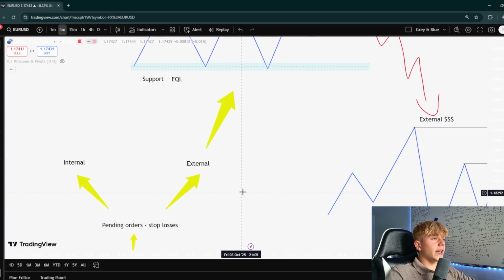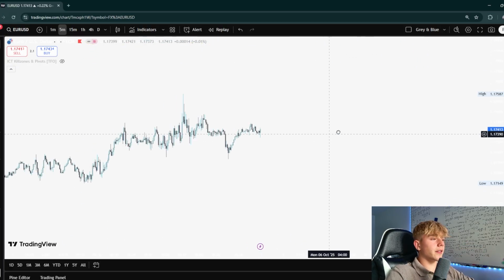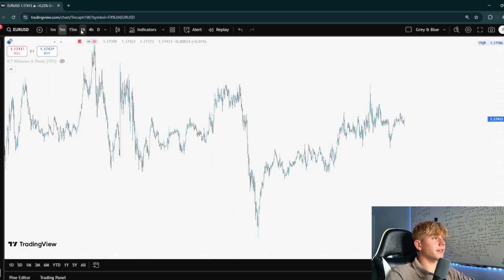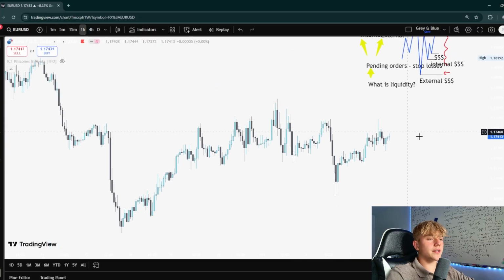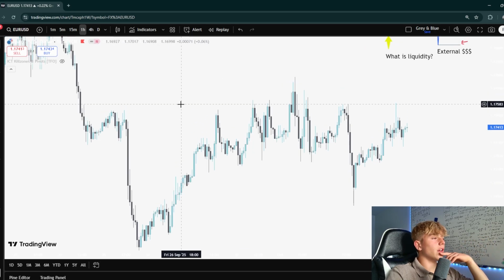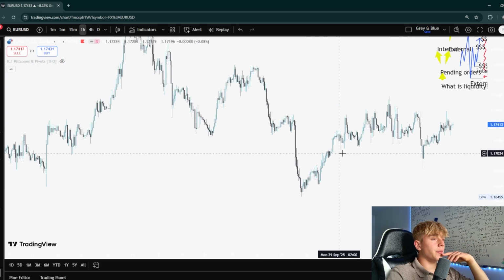So if we want examples of external liquidity, we can go down to our chart. This is Euro USD. Now this is just the latest price action of Euro USD, and we can see where these areas of external liquidity could be found.